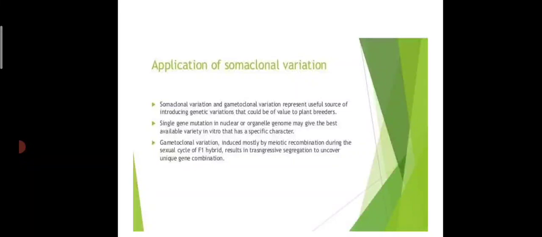So these kinds of variations may happen because of mitotic crossing over, the culture conditions, transposable elements, or differences in chromosomal segregation patterns. So many reasons lead to somaclonal variants, and they may be helpful or not helpful also.